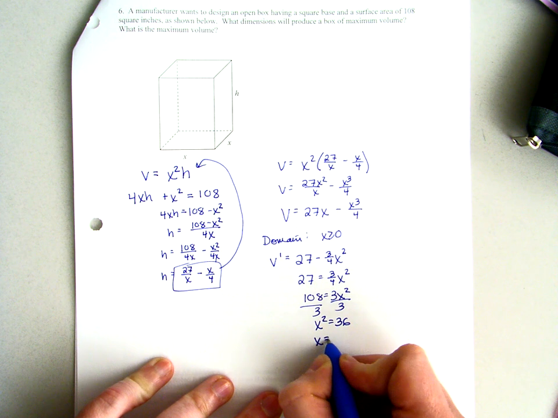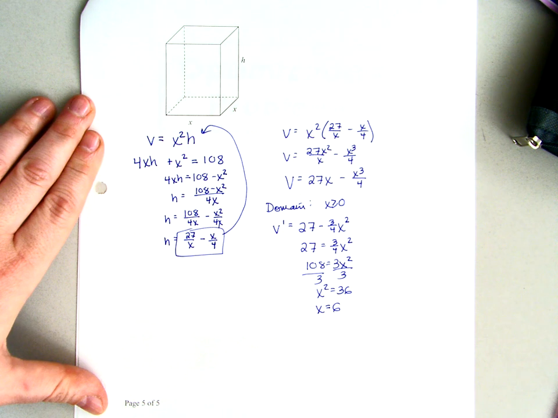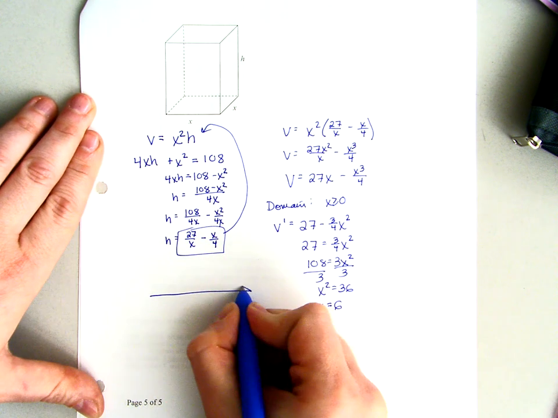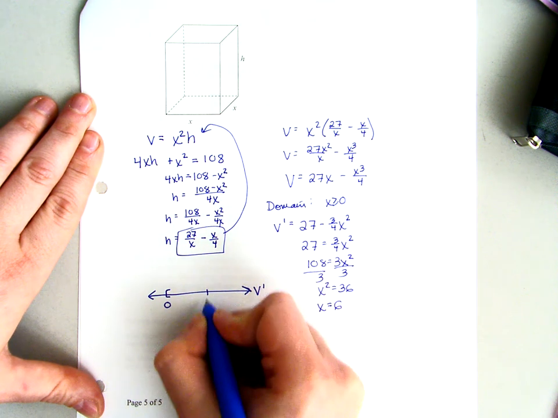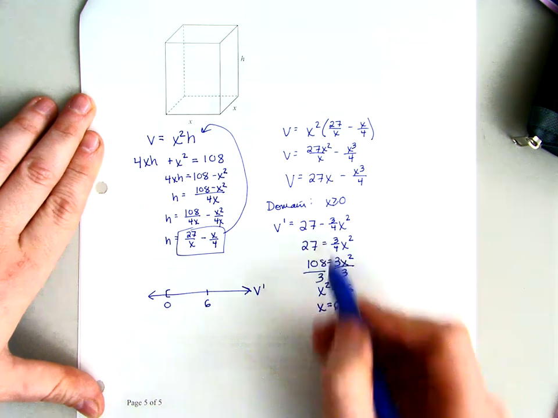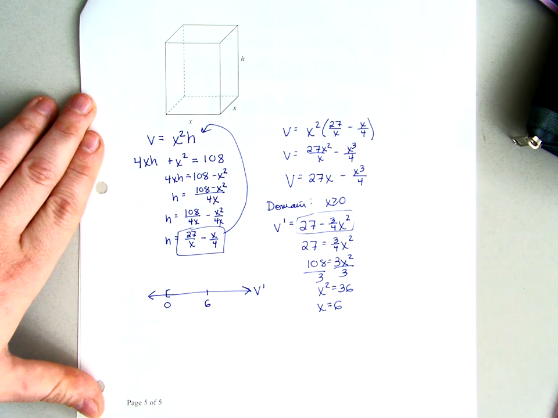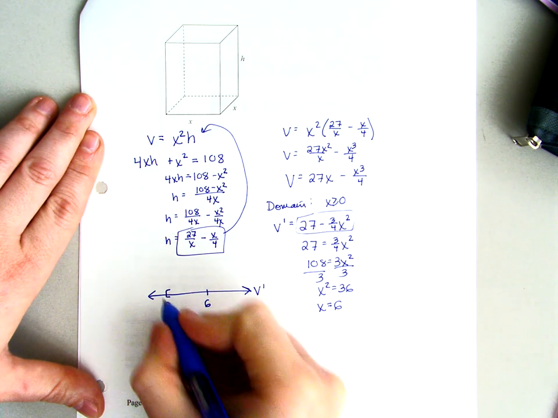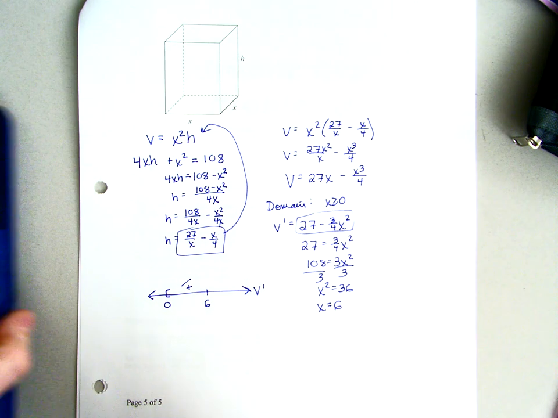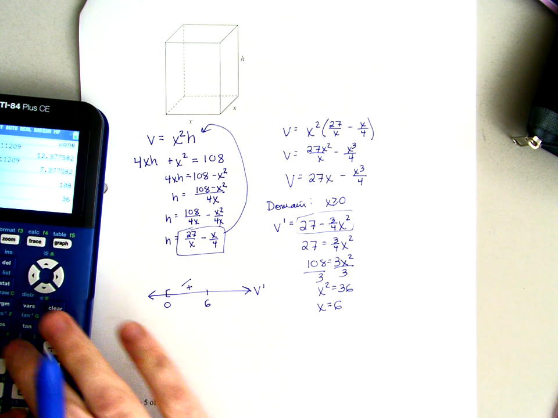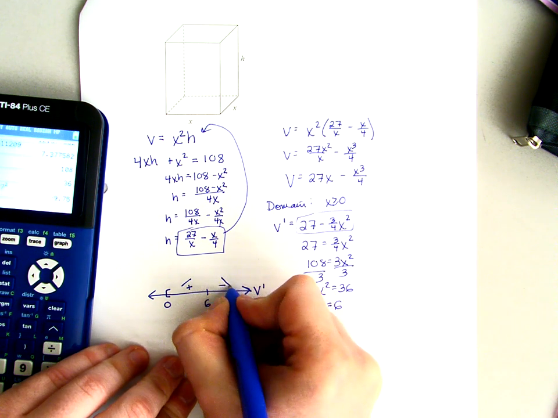Take the plus or minus square root. We just care about the positive one, though. Our critical value is going to be x equals 6. So now I'm going to make my number line. I'm going to try to use my global justification here. I'm going to put a tick mark at 6. I'm going to plug in something like 1 to my first derivative. Well, I know if I plug in 1, 27 minus 3/4 is something positive, so I'm going to make that region positive. If I plug in something like 7, I'll just do it on the calculator, 27 minus 3/4 times 7 squared, negative 9.75, so that's negative.